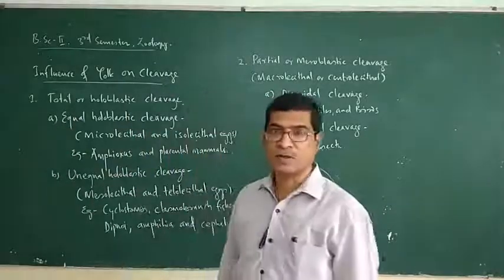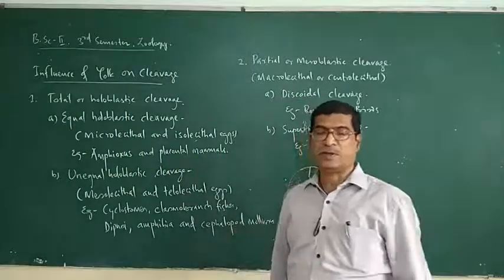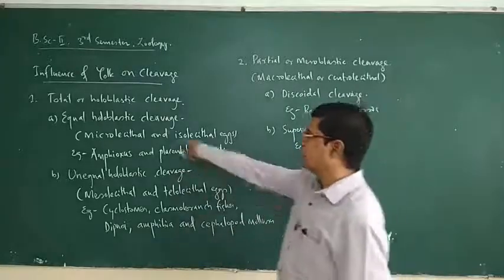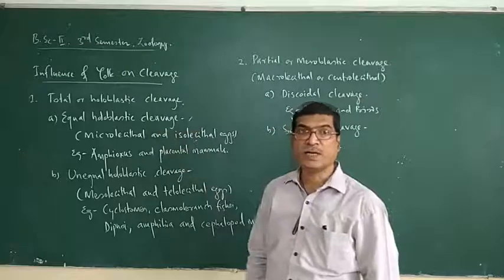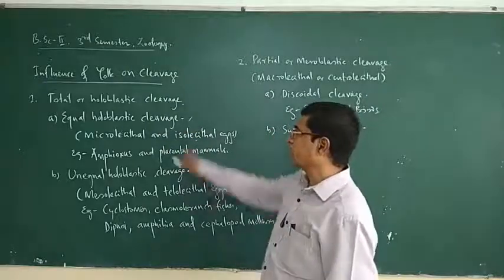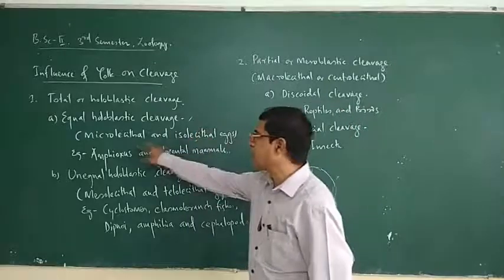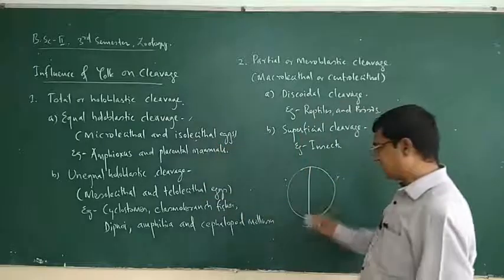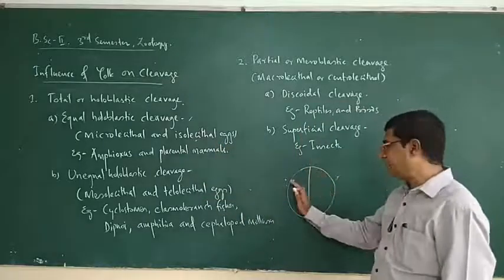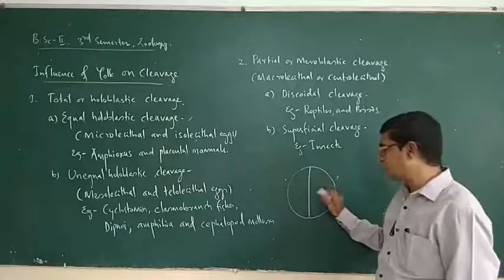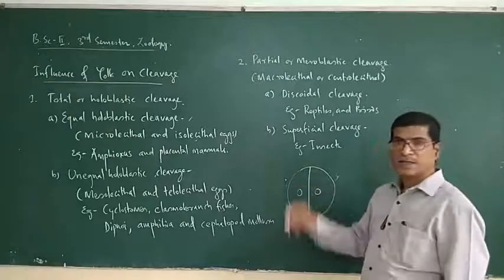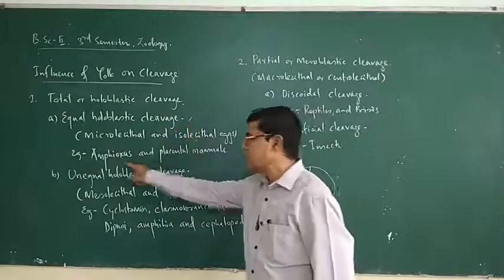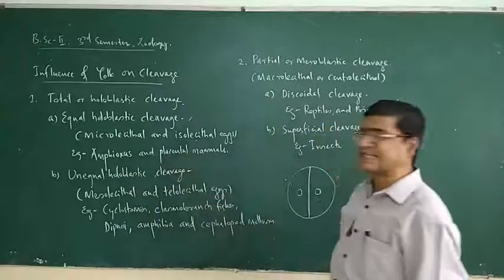So, depending upon the size of the blastomeres, again there are two types of holoblastic cleavages. Equal holoblastic cleavage. So equal holoblastic cleavage occurs in microlecithal and isolecithal eggs. Right? Like this. The egg is divided into two equal sized blastomeres. Such type of cleavage is called equal holoblastic cleavage that occurs in the eggs of Amphioxus and placental mammals.